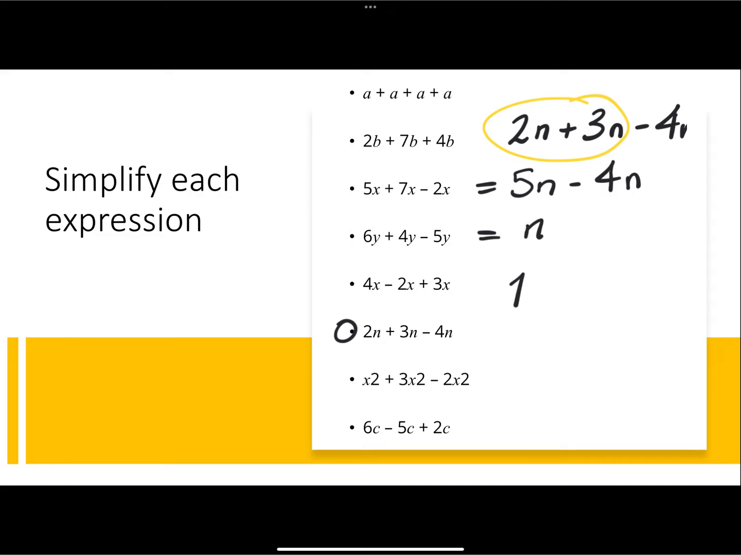Now I could write 1n, but in algebra we don't bother with the extra writing, because 1 times any number is just that number, and it's the same with algebra. 1 times n is just n.